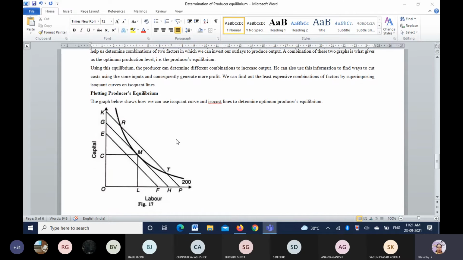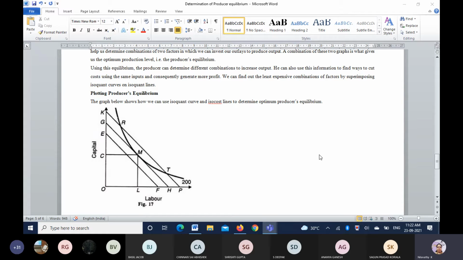Then comes the producer equilibrium. Here this 200 is the isoquant curve, and these lines are isocost lines. One more point you have to keep in mind: in the consumer case there was only one price line and we had lots of indifference curves, and then we chose the equilibrium point. Why? Because the main aim was, with the money in my hand, like 1,000 rupees, how much can I purchase which will give maximum satisfaction? That was the main consideration.